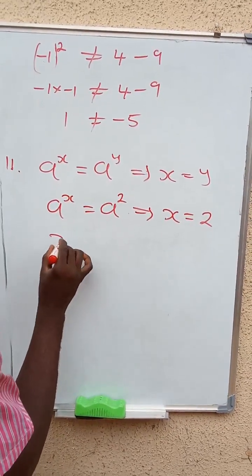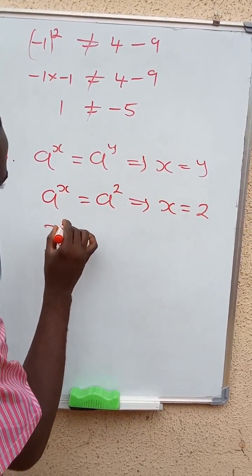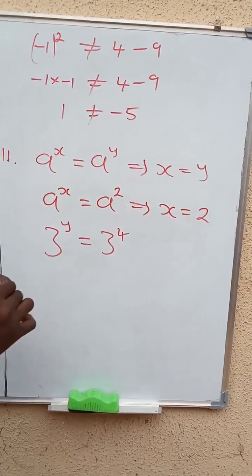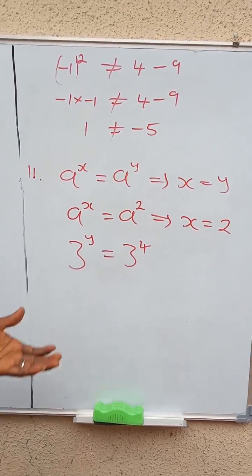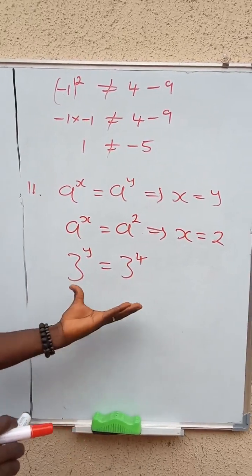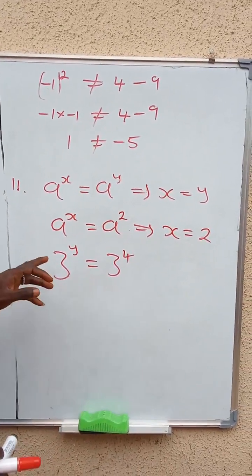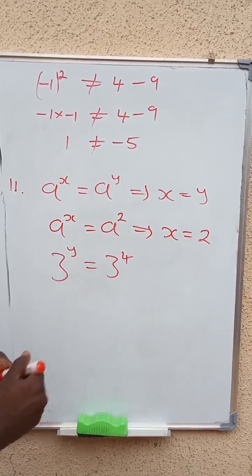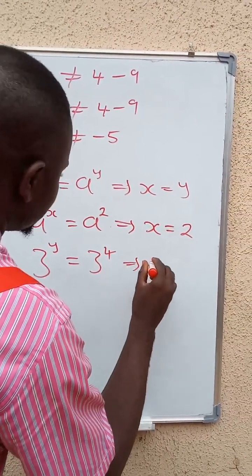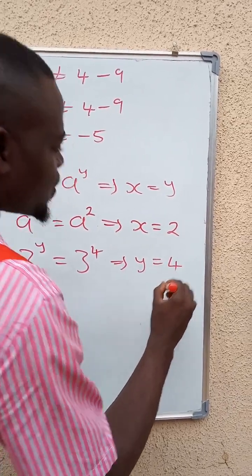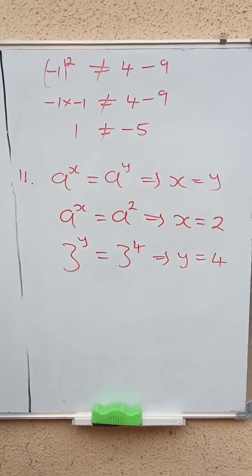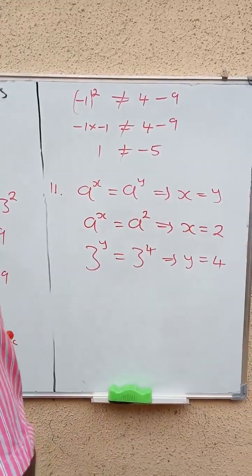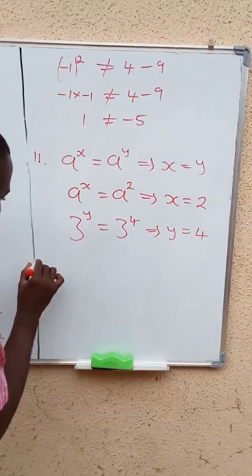Then if you have 3 raised to the power of y equal to 3 raised to the power of 4, you come across something like this after solving mathematics or anything. When they're having the same base, equate the power. This implies that y is equal to 4. Simple. So this is the 11th rule. Please take note of it. And the first one, let me start from the first.